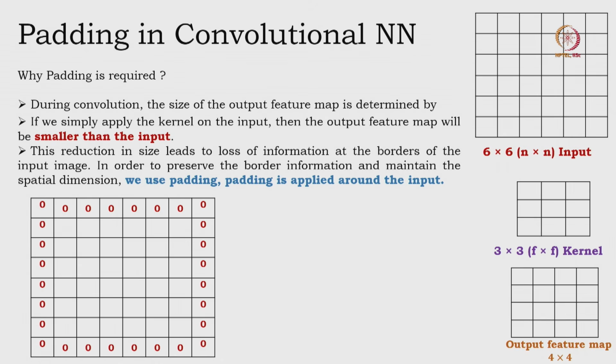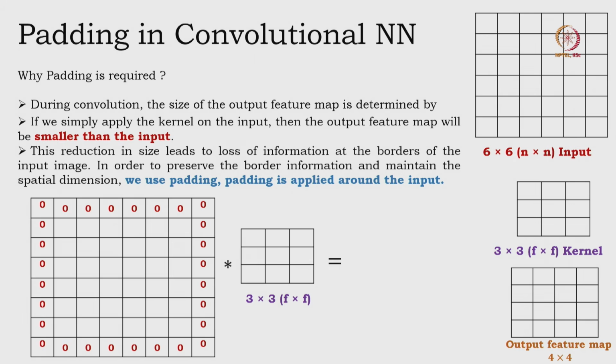Now, if padding is applied, how is padding applied? You are applying 0 in all the borders. Now, when you apply a kernel which is 3 cross 3, what should be the size? The size has to be 6 cross 6.